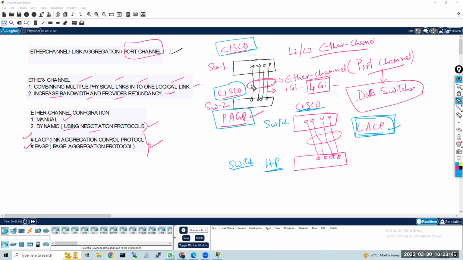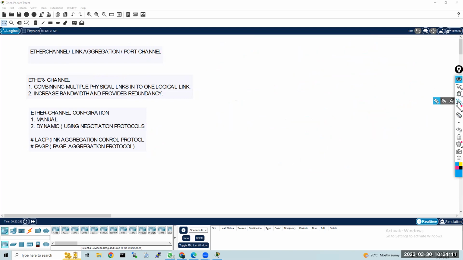So if it is a different device, Cisco and non-Cisco, we configure LACP. If it is the same vendor, we configure PAgP, the Port Aggregation Protocol. I hope it's clear. Now there is some concept here that we should remember before I jump to the lab.